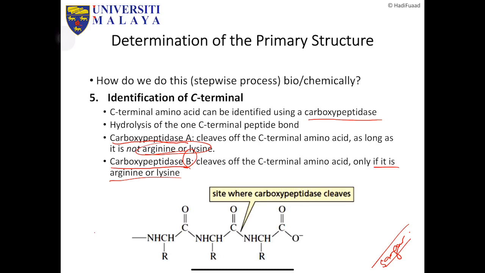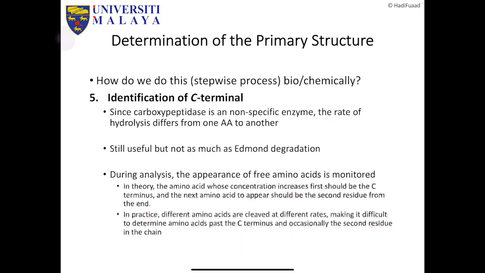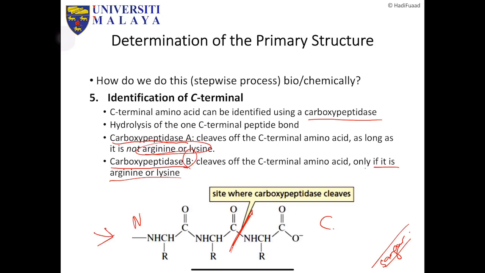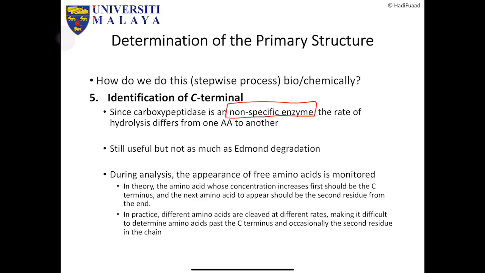Okay, so imagine this is the structure of your peptide bond, where you have your N-terminal there and C-terminal here. This is the site where the carboxypeptidase will cleave. Since it's not specific, if you look at the amino acid sequence, it's only specific to arginine and lysine, and the other one is non-specific to arginine and lysine, so you have another 18 amino acids where it can cleave off. So it's a non-specific enzyme. It's specific to protein, but it's non-specific to individual amino acids. So the rate of hydrolysis differs from one amino acid to another.